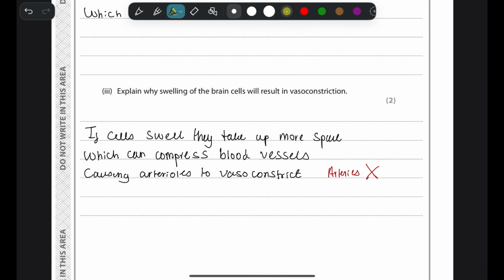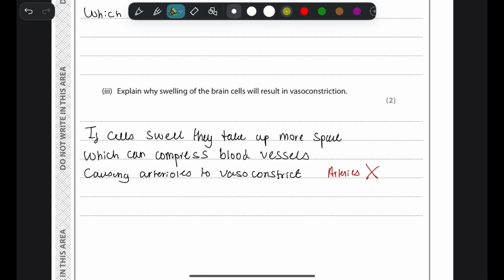You really need to be very aware that it's not the arteries that vasoconstrict. So if you say arteries, it's wrong. It's always arterioles. Arteries cannot vasoconstrict. It's only arterioles. Another thing that you might want to add here, though I haven't written it down, is that when these blood vessels vasoconstrict, you reduce the blood flow to the brain, which is what's going to cause death, as we saw from our flow chart. So that's just an additional point that you can maybe add.